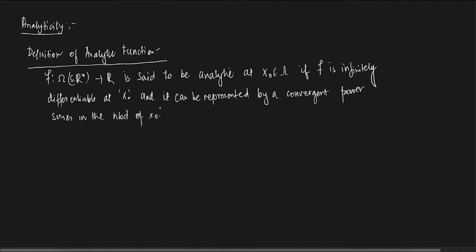Is this clear? So essentially, it's not only a C infinity function. Of course, any analytic function is C infinity, but it is more. It is actually such a function which can be represented using a convergent power series expansion. Convergent, very important, power series. If it is analytic at the point x naught, you take a small neighborhood of x naught, and in that neighborhood, you can always represent the function with the help of a convergent power series. So that's an analytic function.